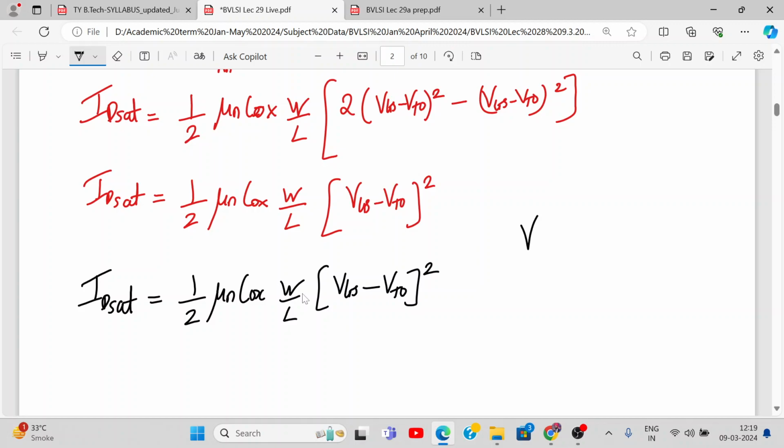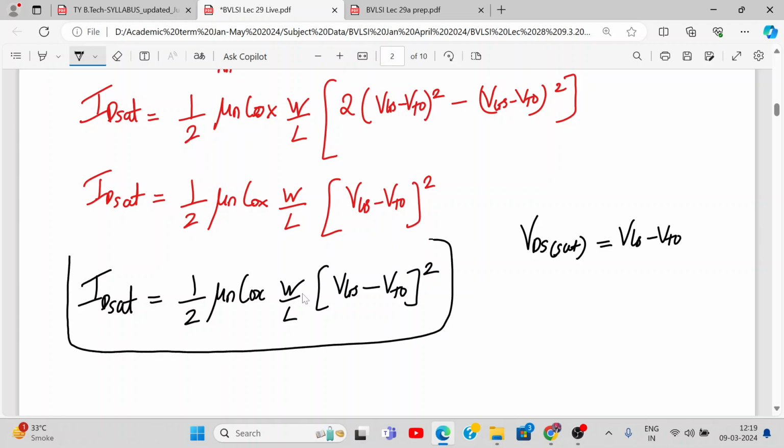Sometimes VGS minus VTO is also called VDS saturation. So sometimes people call it this as well. So this is the expression for ID sat, derived under GCA. Now what are the conditions for the GCA? Can you tell me the conditions of the GCA for the saturation region?